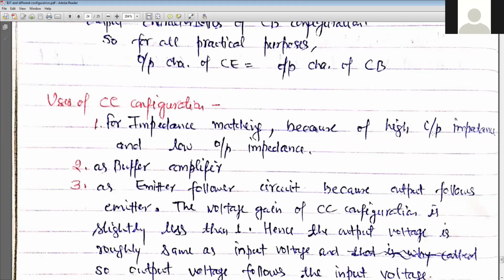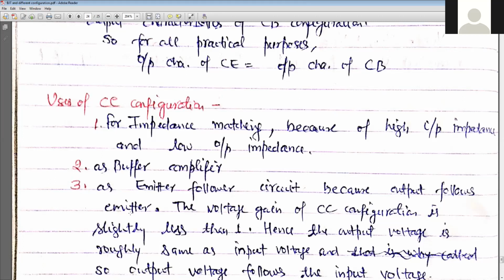How do you know there's a high input impedance? Why, for impedance matching, does the input impedance have a high value and the output impedance a low value? I have discussed this in both lectures, so this is homework for you to get this statement correctly. You can recheck. It can be used as a buffer amplifier, and also as an emitter follower circuit, because the output follows the emitter. What is your output? It's the emitter, right? So whatever the output is, it follows the emitter.